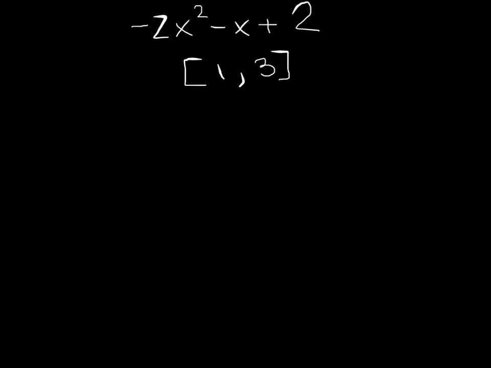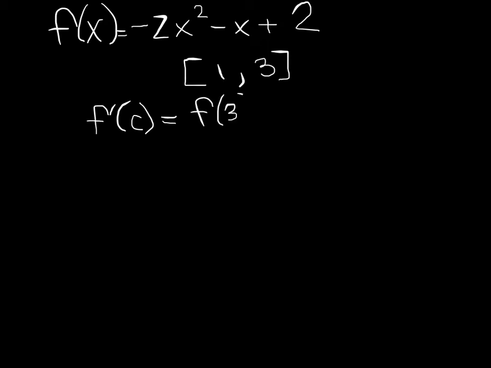Okay, Josh, here's the answer to the problem you sent me. So you're given the function negative 2x squared minus x plus 2 on the interval 1, 3. And we need to use the mean value theorem. Well, the mean value theorem states that there is a point c such that the derivative at that point will be equal to the slope of a given interval. So my given interval here is f of 3 minus f of 1 all over 3 minus 1. So the instantaneous rate is equal to the average rate of change somewhere in this function. So that's what we need to find out, is where will this happen.